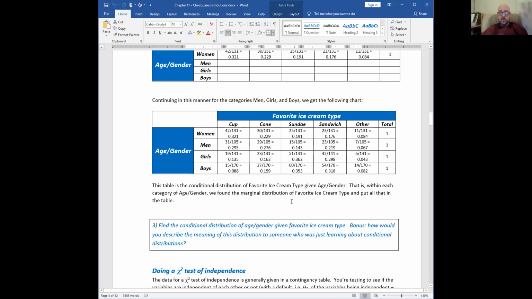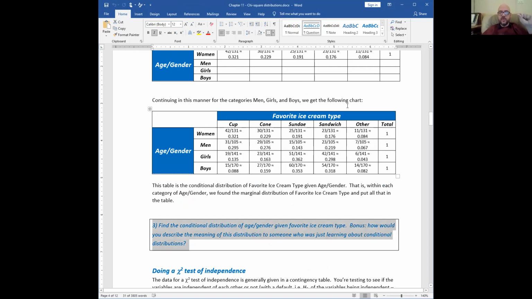Now, let me encourage you to make sure that you can do this. I asked for the conditional distribution of favorite ice cream type given age and gender. Down here in number 3, I ask you to find the conditional distribution of age and gender given favorite ice cream type. So what you do is you fix a value of favorite ice cream type like cup, and then you find all the proportions within that. So there'll be different distributions, but I just wanted you to know what you're finding there. So all that said, here's what we're going to do for a chi-square test of independence.